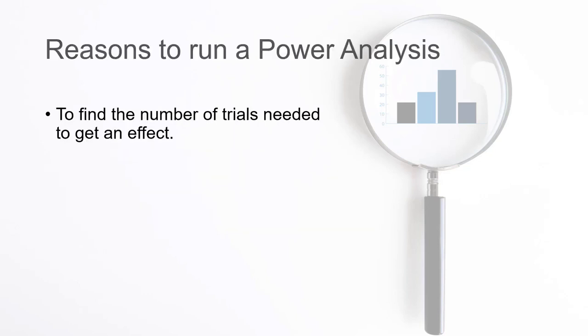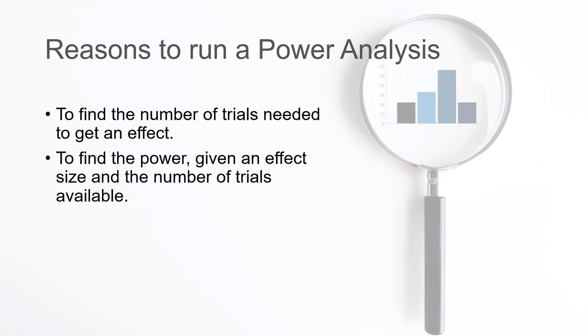You can run a power analysis for many reasons, including to find the number of trials needed to get an effect of a certain size. This is probably the most common use of power analysis. It tells you how many trials you need to do to avoid incorrectly rejecting the null hypothesis. Another use is to find the power given an effect size and the number of trials available. This is often useful when you have a limited budget, say 100 trials, and you want to know if that number of trials is going to detect an effect.